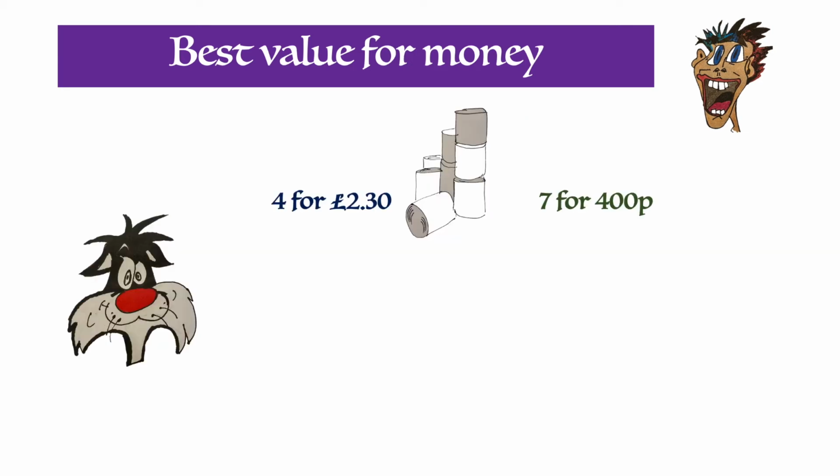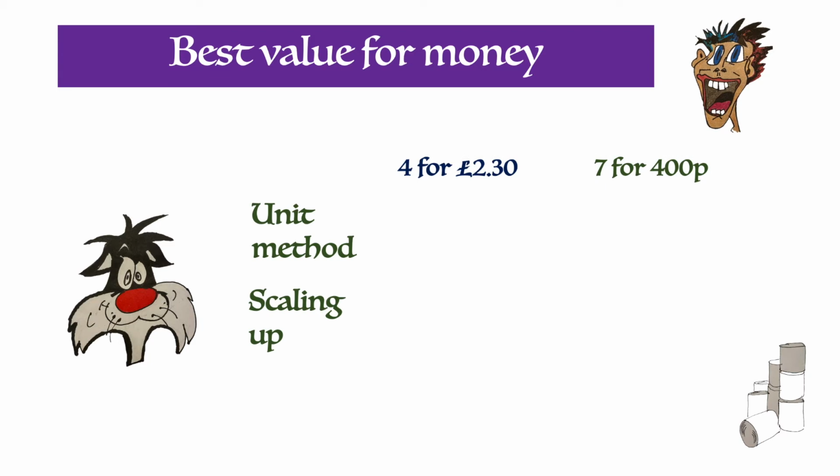So Sylvester wants to buy some toilet rolls, and he knows that he can get 4 for £2.30 or 7 for 400p. Now the first thing you need to think about is we're dealing with pounds and pennies here, so we need to keep the same unit. Often in this case, it's better to deal with pennies because we've not got any decimal numbers to deal with, and that can become a problem for some of us. So let's convert that into pennies first. Okay, so there we go.